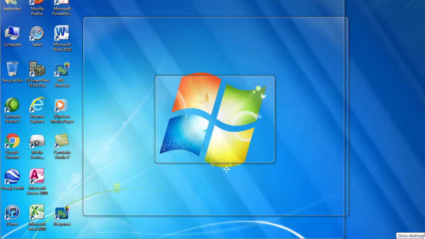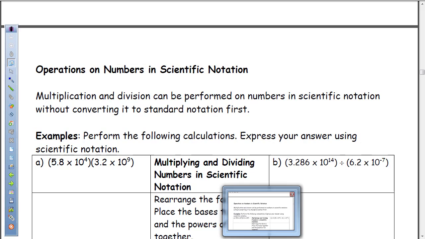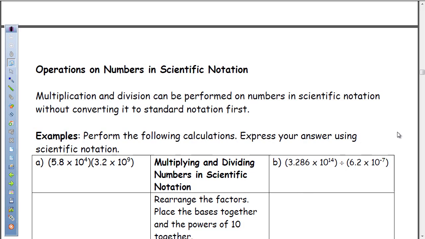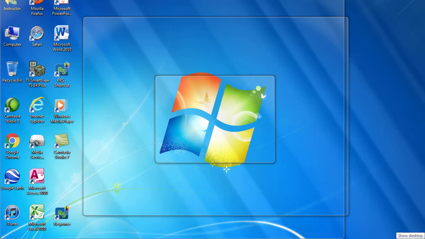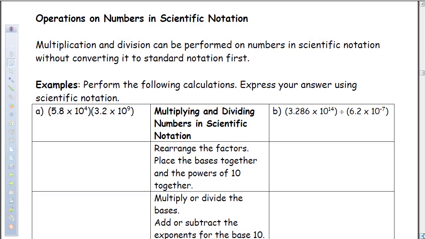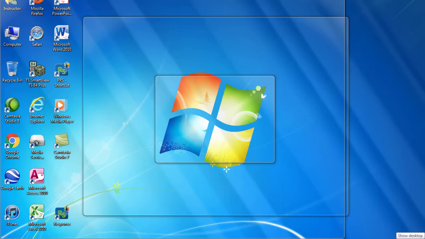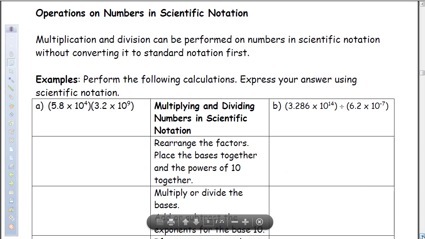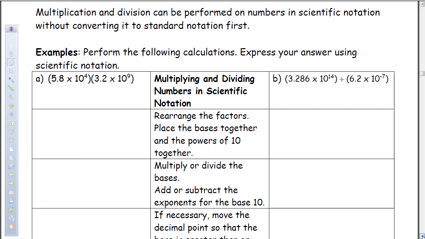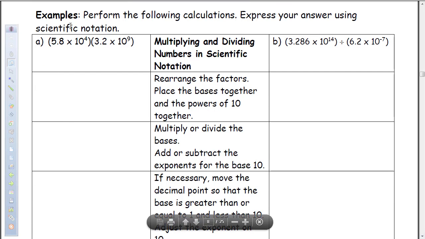Okay, so let's talk about these operations on numbers in scientific notation. When we write a number in scientific notation, all of these things are real numbers. So when I look at 5.8 times 10 to the 4th and, I'm sorry, 3.2 times 10 to the 9th, all of these numbers are real numbers. They're just real numbers. So we can multiply real numbers in any order. The order doesn't really matter.